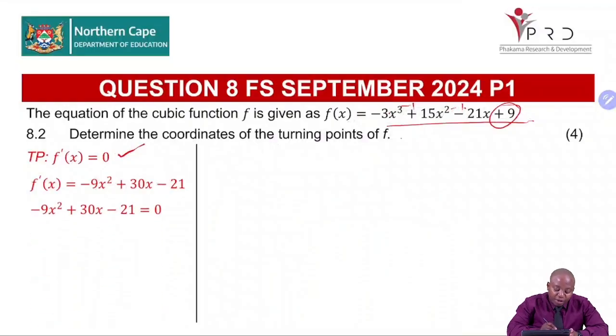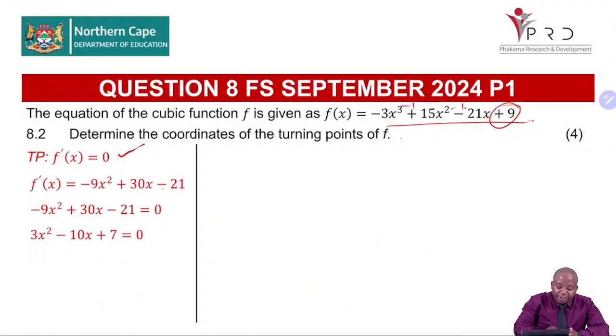Then we can say the first differential we got, we equate it to 0. Then we go to factorize. The left hand side, we can take out a common factor. So we can divide by negative 3 throughout. Then we can factorize our trinomial.